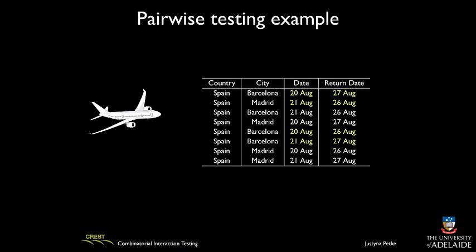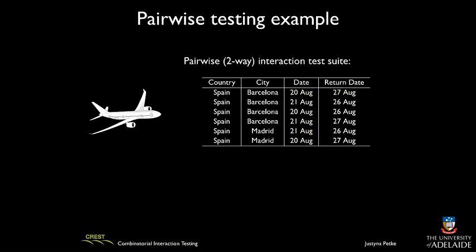It turns out, so this test suite has 8 test cases in total. It turns out that from these 8 you can drop 2 to get a two-way interaction test suite that just consists of, sorry, 6 test cases. Super brief check. Let's just ignore Spain. So Barcelona 20th, Barcelona 21st, what else? Madrid 21st, Madrid 20th. Or do you see a particular combination that is missing?